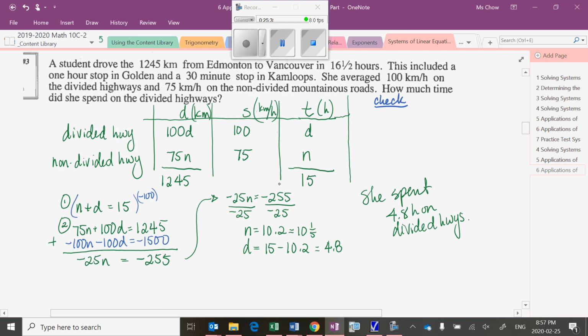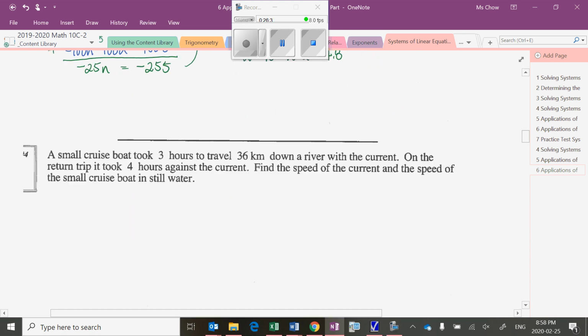So if she was driving for 4.8 hours at 100 kilometers per hour, so 4.8 times 100 kilometers per hour is then going to give us 480 kilometers. That's on the divided highways. And then on the non-divided highways, so then we would have 75 kilometers per hour at 10.2 hours. And so 10.2 times 75 kilometers per hour is then 765 kilometers. That was traveled on non-divided highways. And if we total that up, then we can see our total distance is the total of 1,245 kilometers between Edmonton and Vancouver. So that checks out. Great. Let's take a look at the next question.